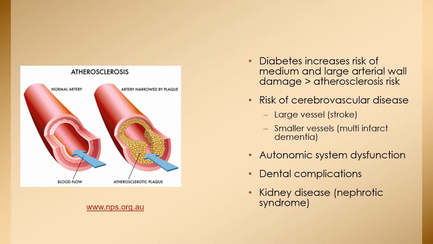So there's a really strong correlation between diabetes and stroke, but there's also a correlation between diabetes and neurological dysfunction, particularly autonomic system dysfunction, as well as things like dental complications and kidney disease, which is normally called the nephrotic system. But we're just going to talk about the neurons and how diabetes affects the neurons.